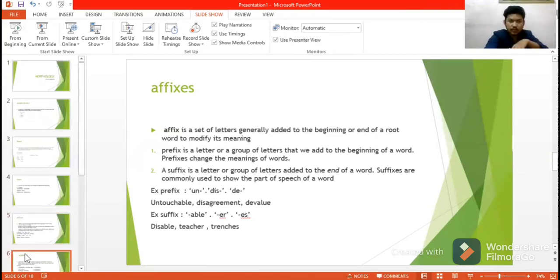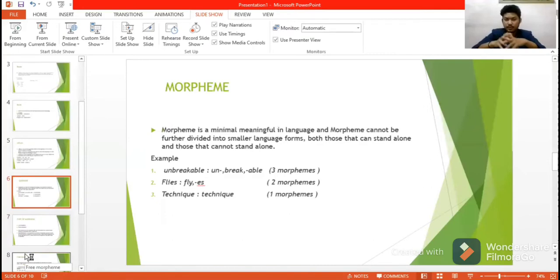We go back to our main topic, that is morpheme. A morpheme is a minimal meaningful unit in language, and a morpheme cannot be further divided into smaller language forms, both those that can stand alone and those that cannot stand alone. For example, unbreakable has three morphemes. Flies, fly and suffix, two morphemes. Technique has one morpheme.